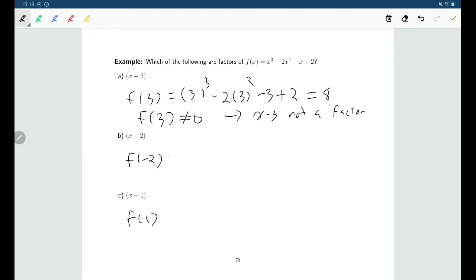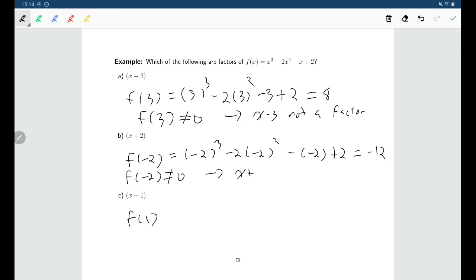Do the same thing with negative 2. And when I put that negative 2 in for x, I get negative 12. So same thing, f of negative 2 is not 0, which means that x plus 2 is not a factor.